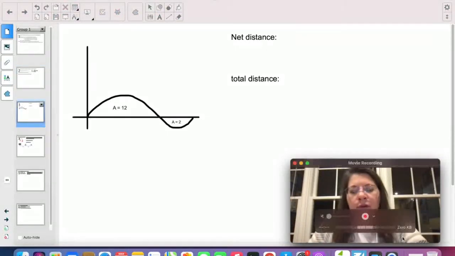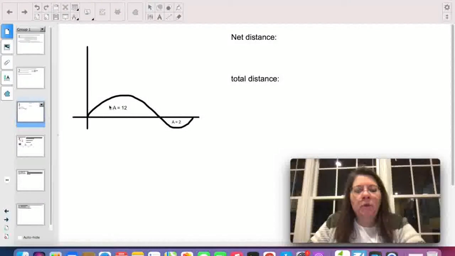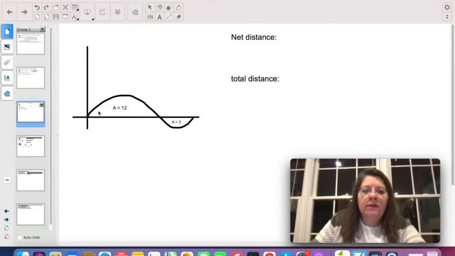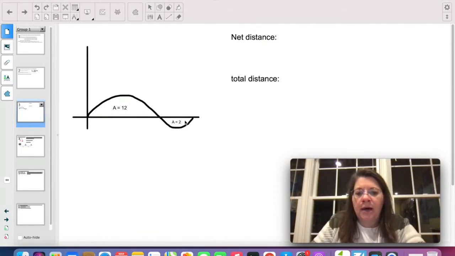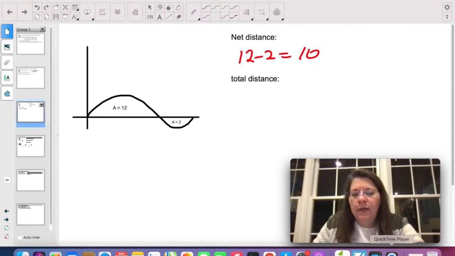So how does this look in terms of a graph? Well, remember when we talked about the area between the curve and the x-axis, we said that anything on top is considered a positive area and anything on bottom is considered a negative area. So basically here your net distance would be the positive area minus your negative area, or 12 minus 2, and that would equal 10 for your net distance. But for your total distance, we're taking the absolute value of these things.